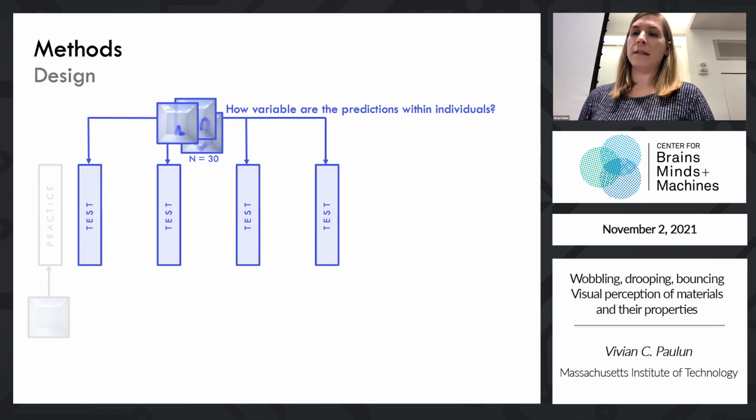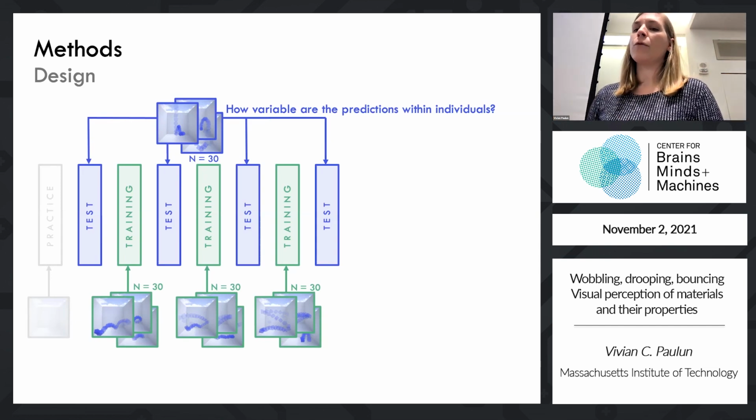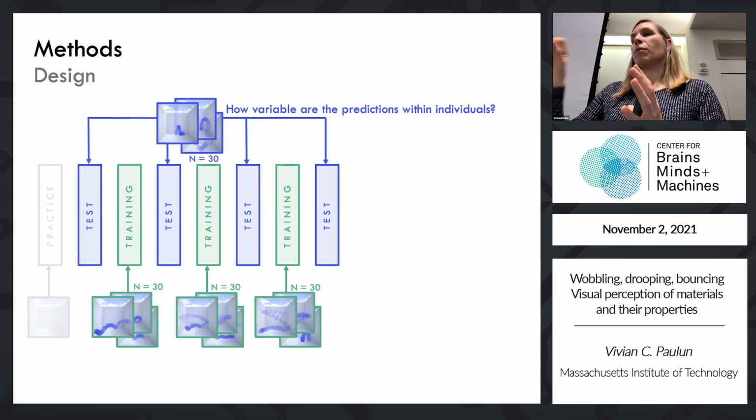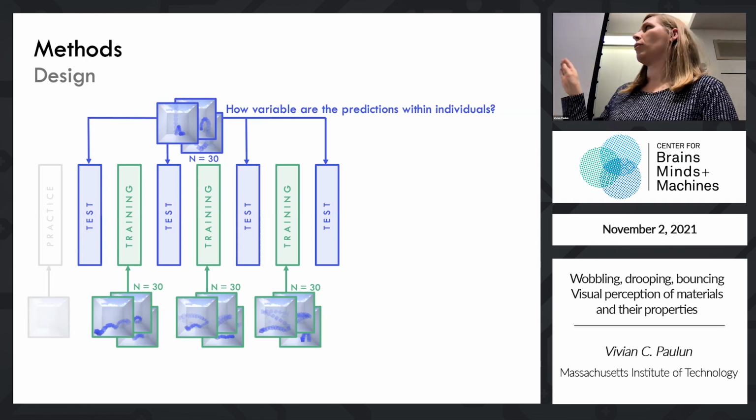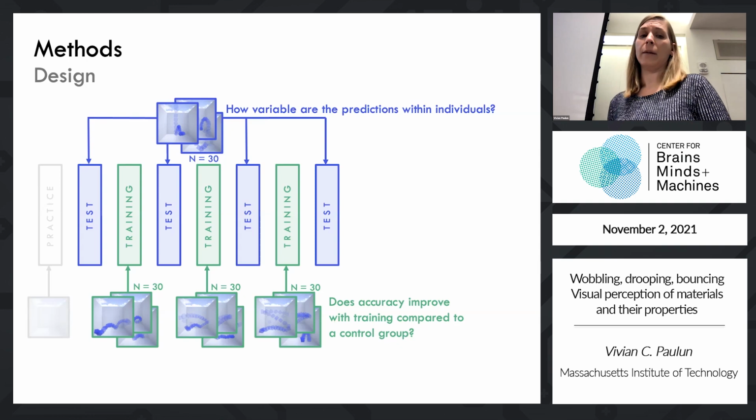The task is the same, but in each block we show a new set of stimuli. And half of the participants get feedback after they make their predictions. So they will see their response together with the end of the movie. And for the other half of the participants, they actually don't notice a difference between test and training trials because it's just the same. And so with this, we want to see whether accuracy can improve with training compared to this control group. So again, whether they learn something or use some strategies they come with into the lab.